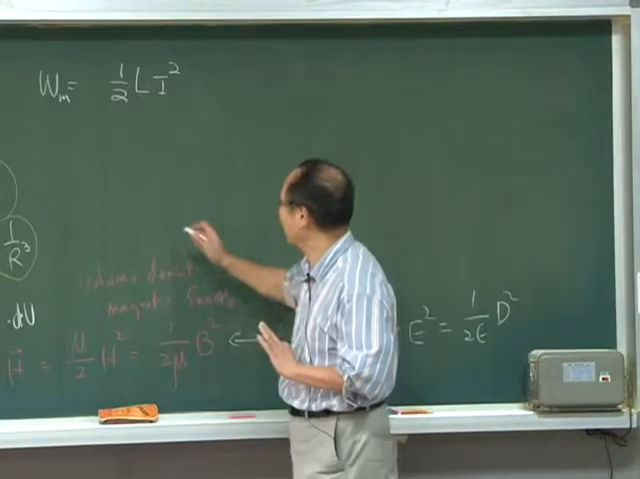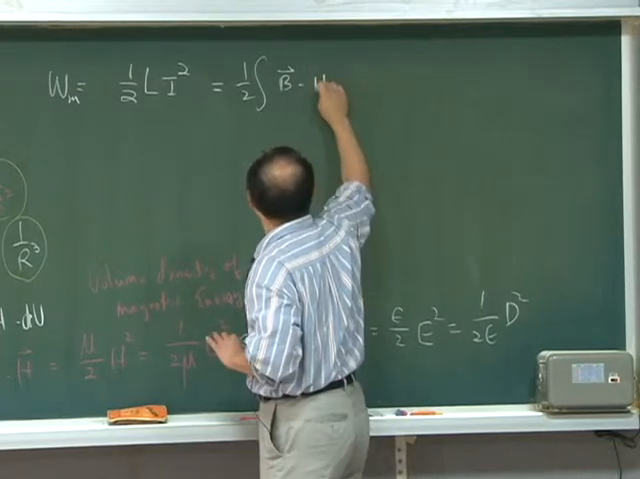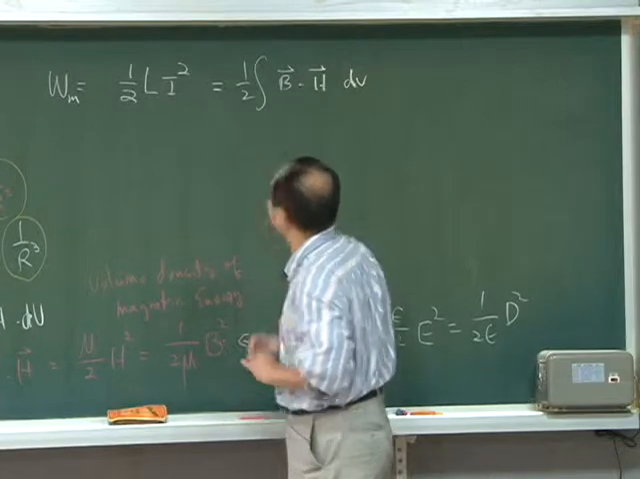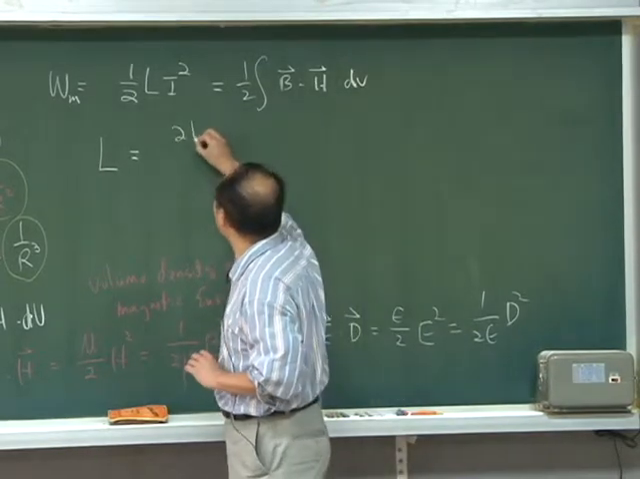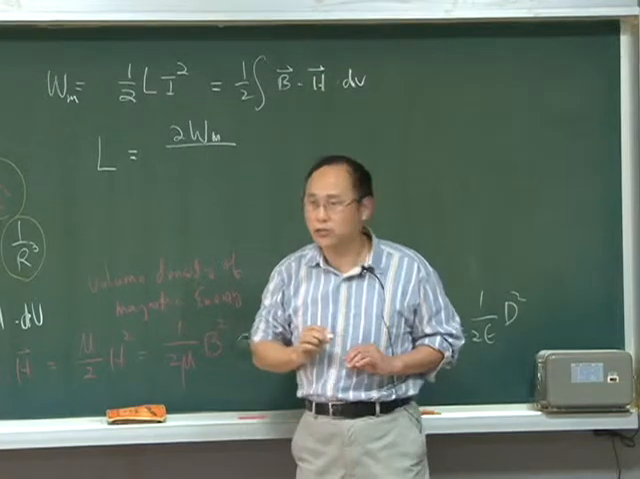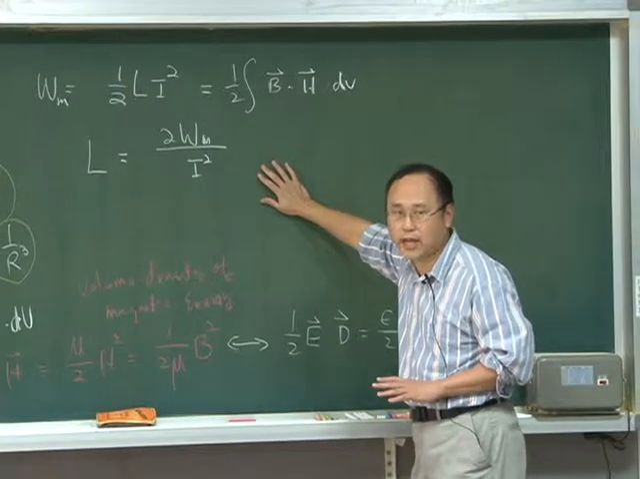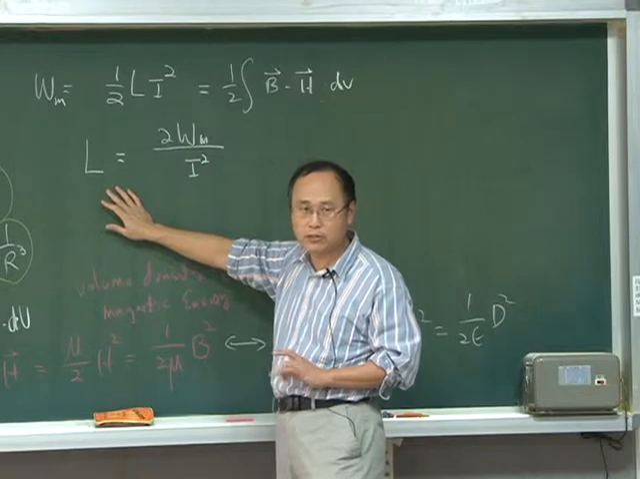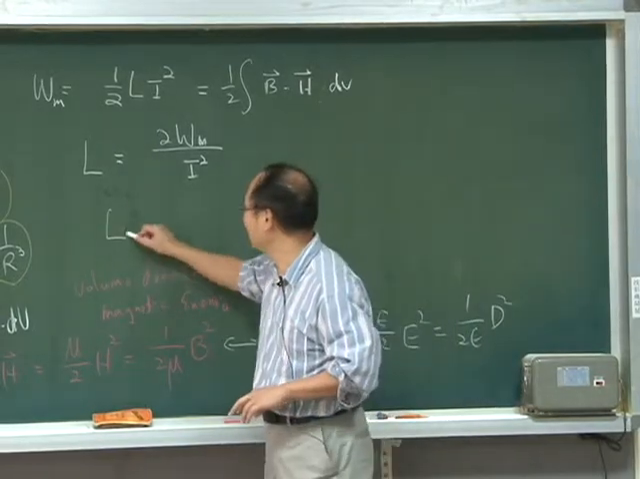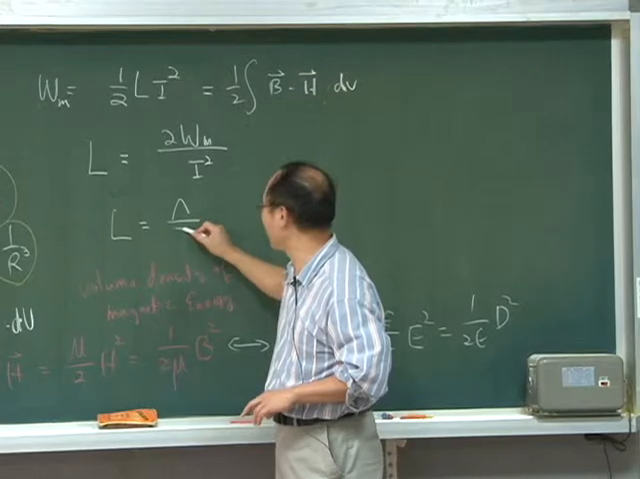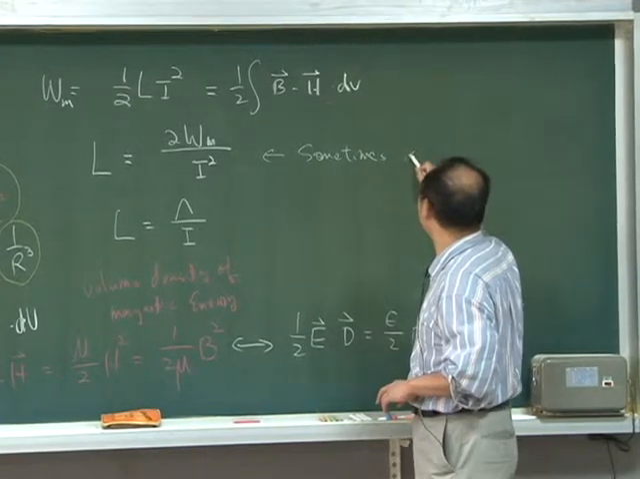And now you get another expression, this is equal to the volume integration of B dot H dV. So this means that you can always calculate the inductance from 2Wm, the stored energy inside the inductor, divided by I squared. So this will offer you another path to calculate the inductance of a piece of inductor. Sometimes this calculation is easier than the previous definition of magnetic linkage divided by I.